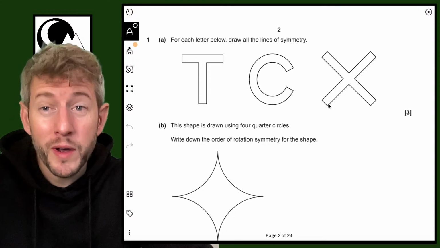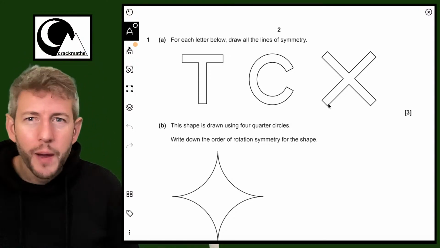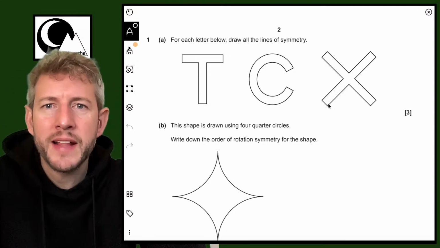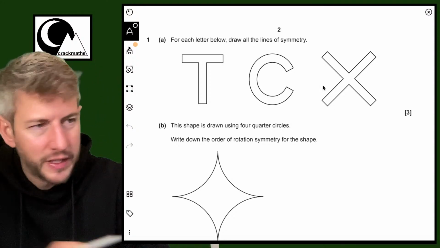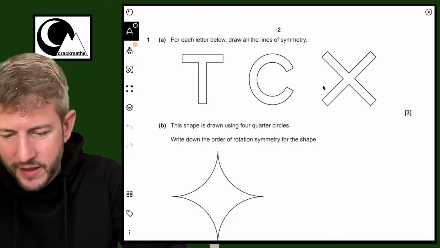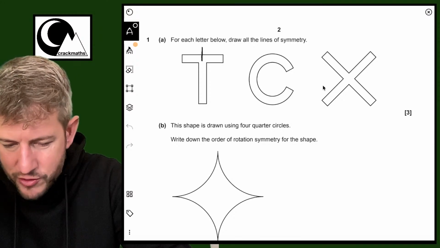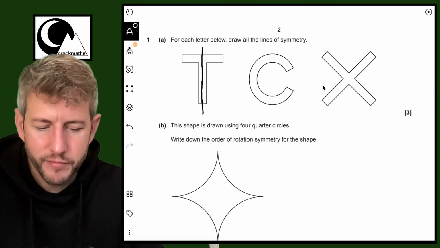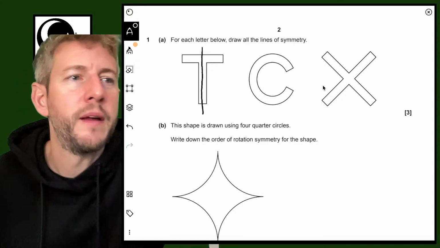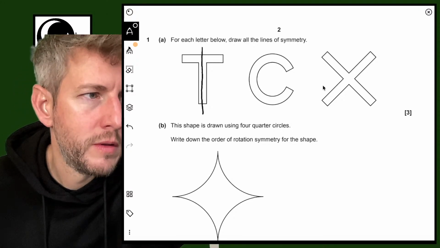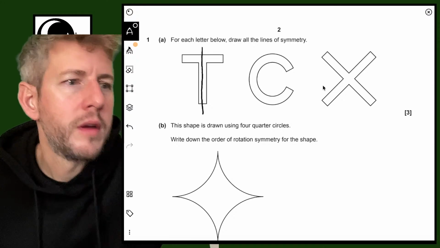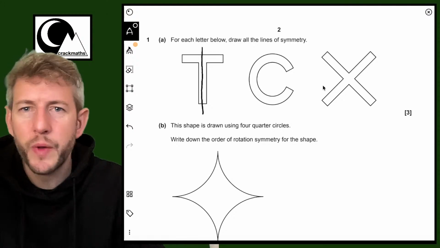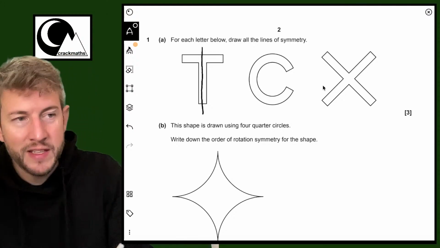Here we go, we've got question 1, and question 1 says, for each letter in the box below, draw all the lines of symmetry. Okay, so for this first letter, we're going to have a line of symmetry down the middle, because we could fold that over. And then the next one is this C.